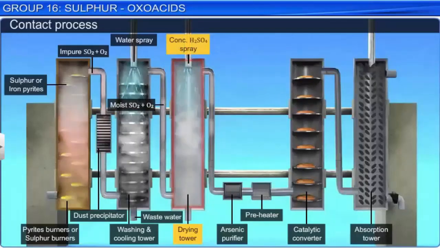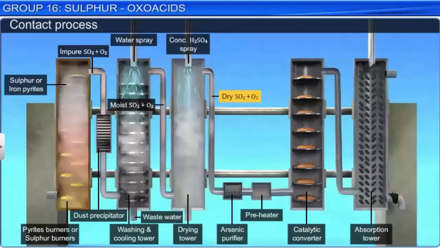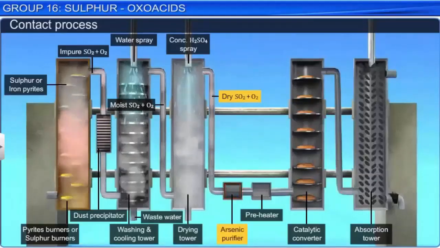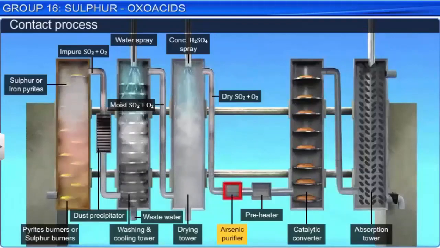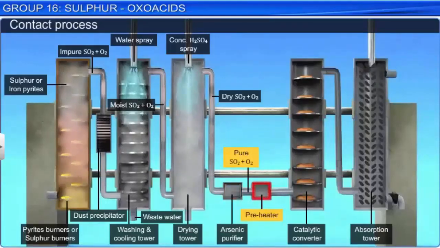The dry gaseous mixture from the tower is then passed through the arsenic purifier. The main impurity in the gases, arsenic oxide, is removed here. The pure gases are passed through a preheater and heated to about 673 to 723 Kelvin.